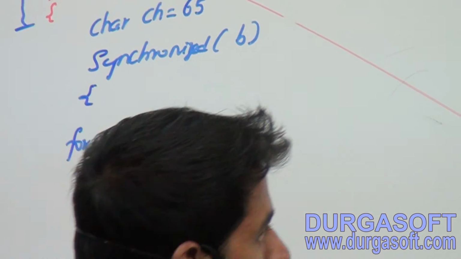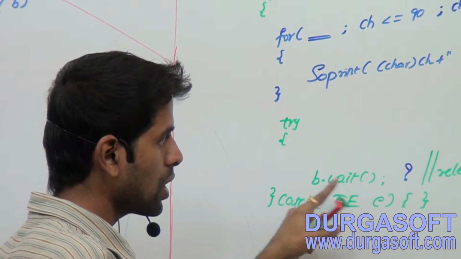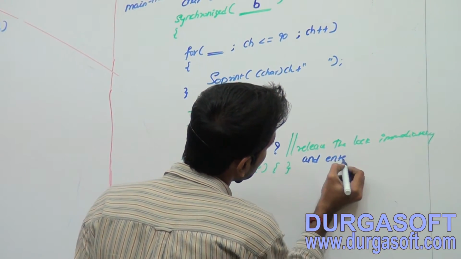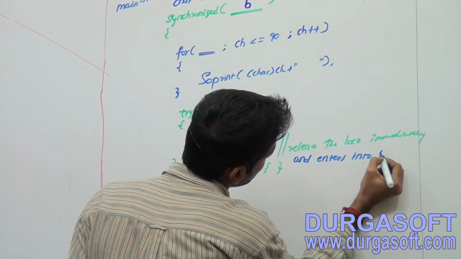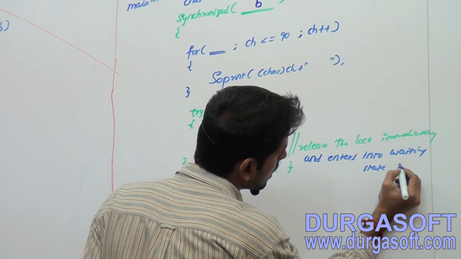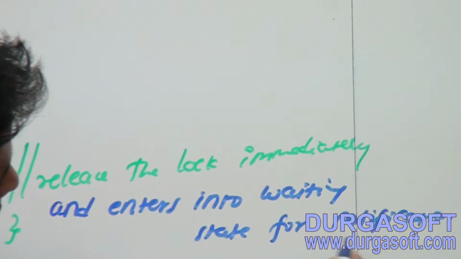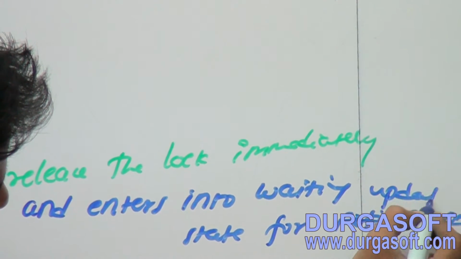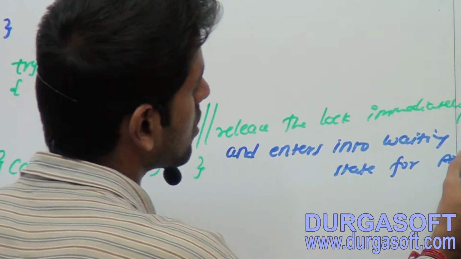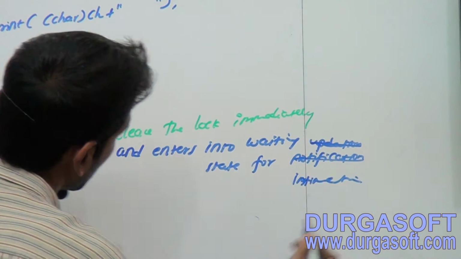Now observe here, after printing this, the code will come here. What it is doing: it releases the lock immediately and enters into the waiting state for notification, in the sense for updation or for intimation. Getting? You can even call this intimation.